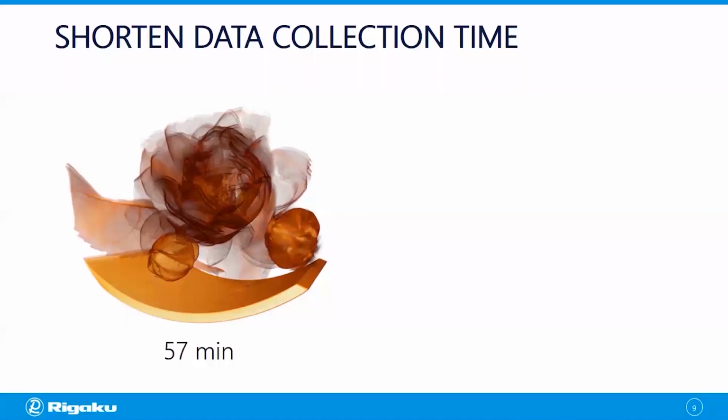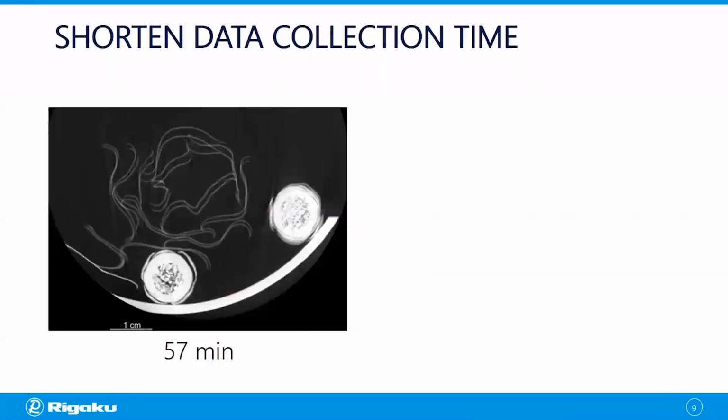On the left is an image slice from a CT data set. This is a 3D model of a flower. The full data collection time in this case was 57 minutes, and we can clearly see artifacts caused by sample movement. For example, there is some doubling of petals and on the leaves. These effects are even more pronounced if we look at a cross-section image. So here again, we see the doubling of the petals and the leaves.